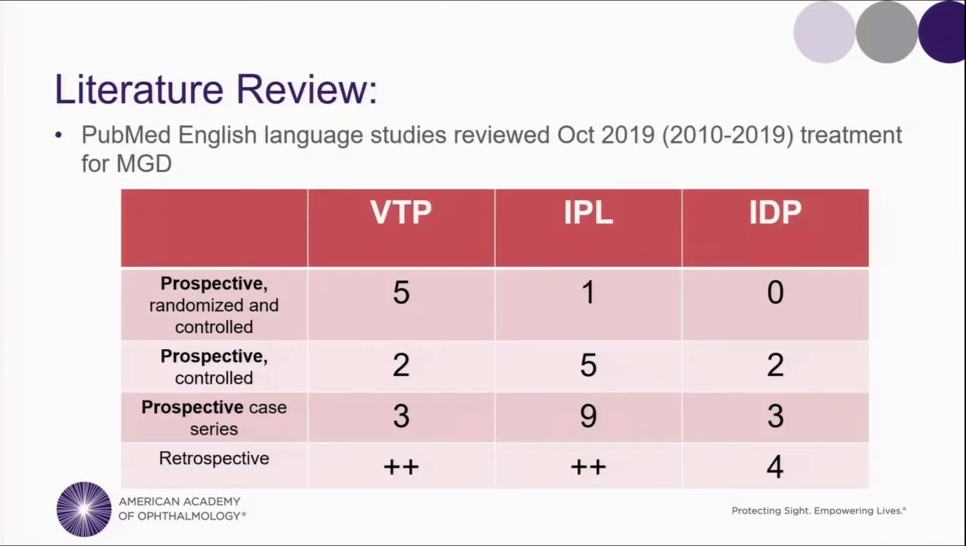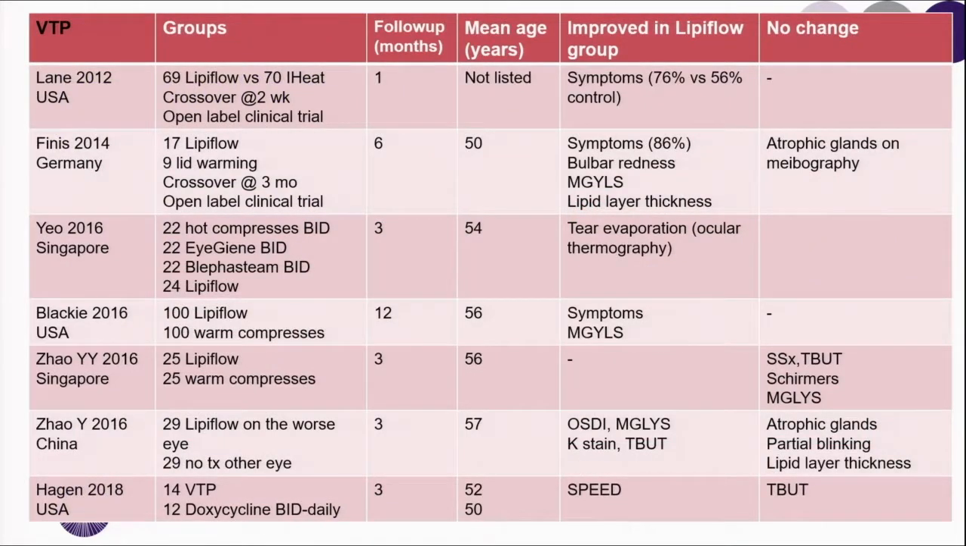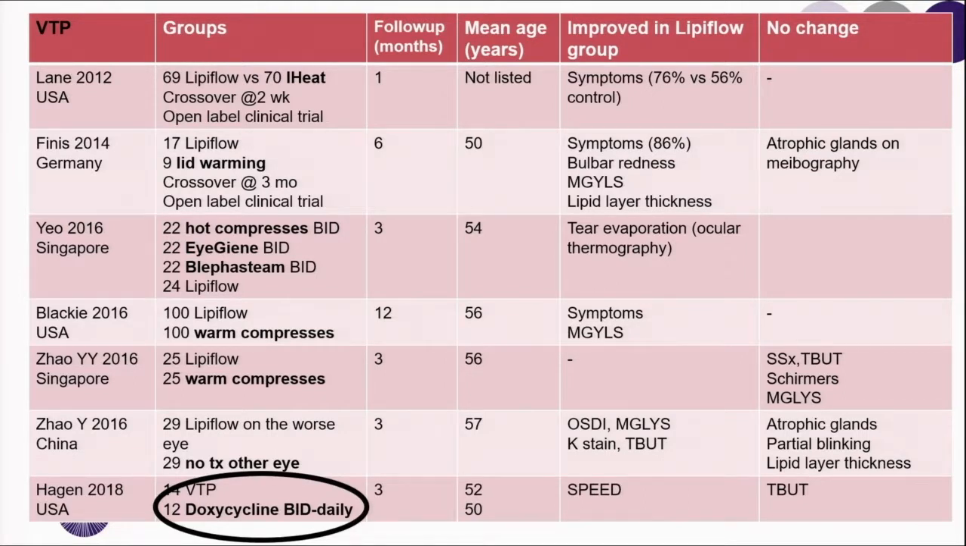Reviewing English studies from 2010 to the present, the most data we find for prospective case-controlled studies are for vector thermal pulsation, and next for intense pulse light, and only found 2 of these case-controlled prospective studies for intraductal probing. So let's review vector thermal pulsation. There were 7 studies, done in the US, Germany, Singapore, and China. And the groups really randomized the LipiFlow versus other lid warming techniques. And one study in 2018 looked at doxycycline, BID to daily maintenance for the 3-month duration.